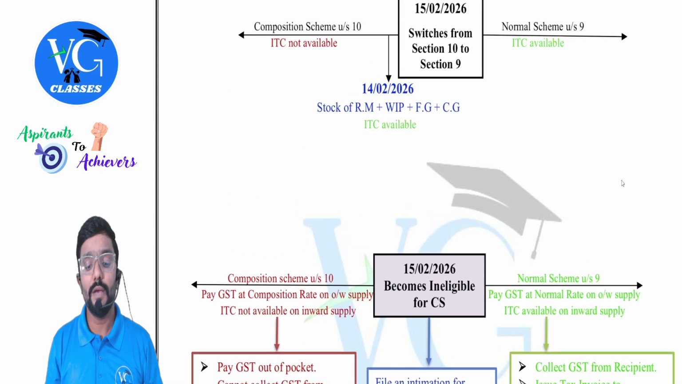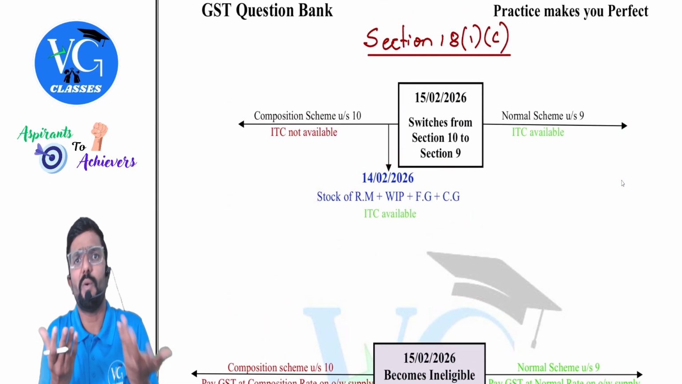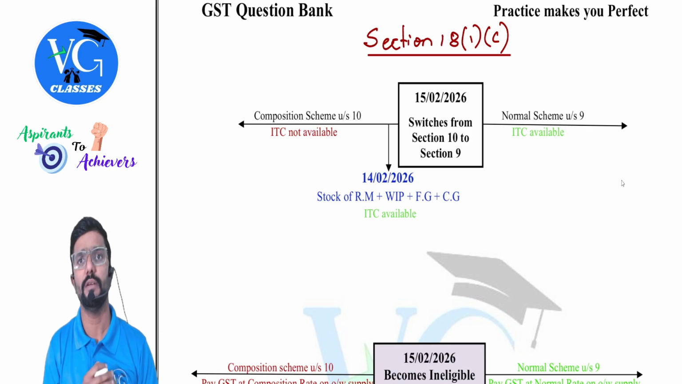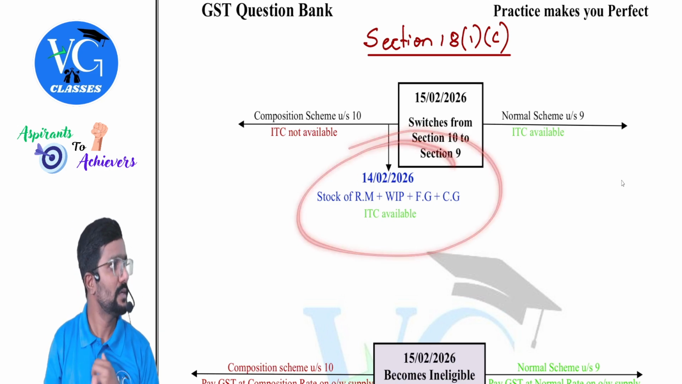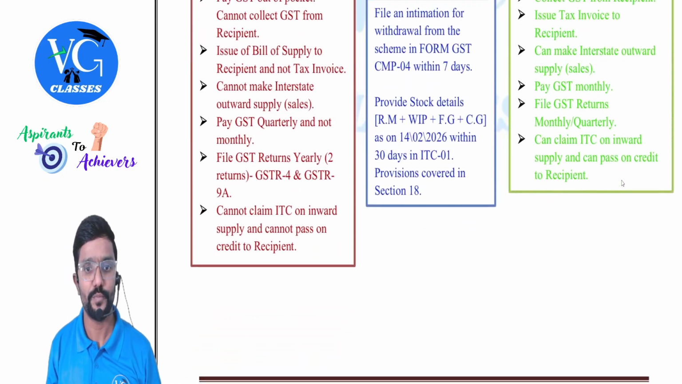Now, sir, whatever stock he has on 14th February, he can claim the credit of it. But what is the proof for it? When did he purchase? From whom did he purchase? How much GST did he pay? Please give the details of this. In what, sir? ITC 01.